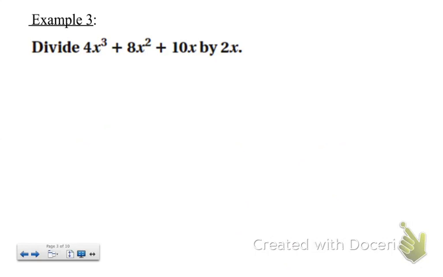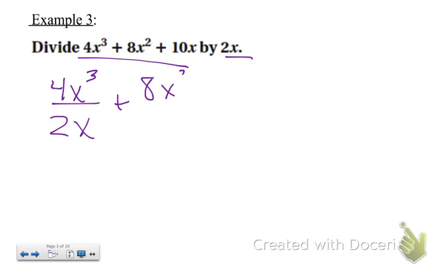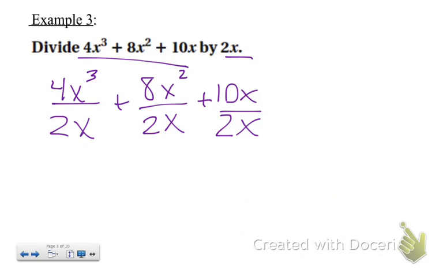Okay, example 3. You're still dividing a polynomial by a monomial. So just go through each one and divide by 2x. And you're left with 2x squared plus 4x plus 5.